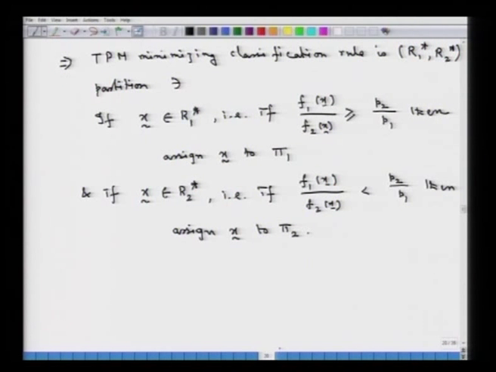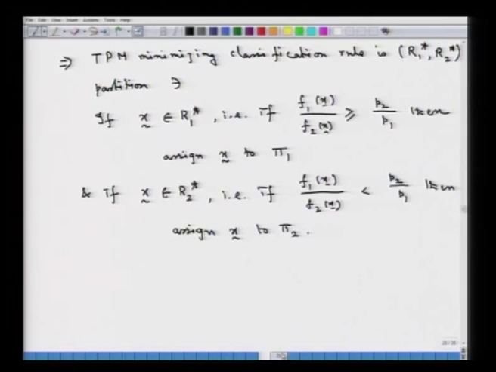Before we proceed further to look at the optimum classification rule which minimizes the expected cost of misclassification, let us look at a small example of a bivariate discrete two population problem and see how this optimum rule, which minimizes the total probability of misclassification, works. So, let us look at that example.